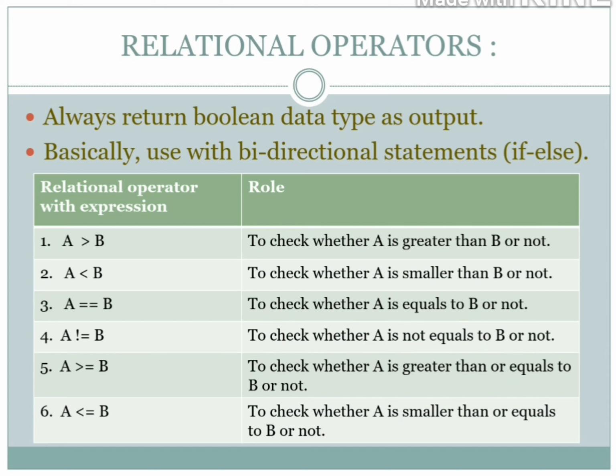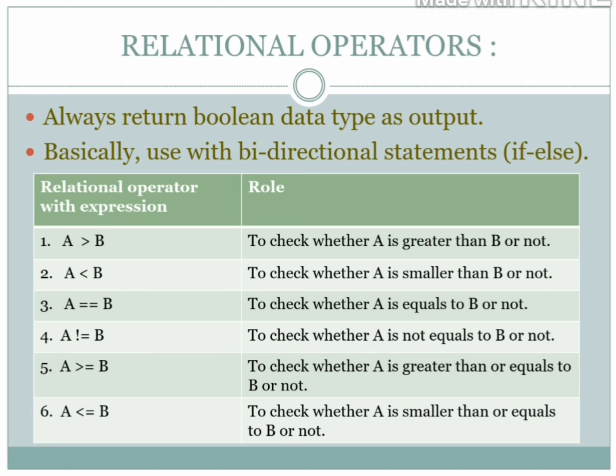Basically, anything written as boolean, meaning true or false, is used with bidirectional statements, meaning if else. If we want to use these operators, we can use them with if and else. Why? Because if always works for true and else always works for false, meaning boolean values. That's why these operators always provide us a boolean value.